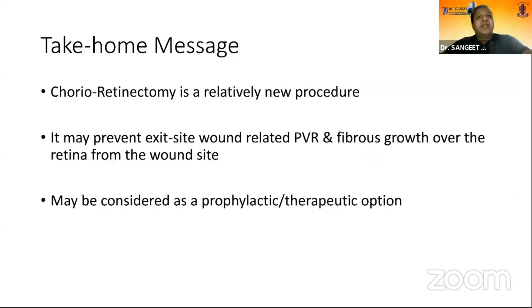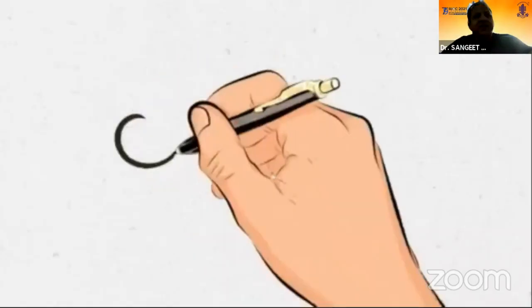So the take-home message is chorioretinectomy is a relatively new procedure. It may prevent exit site wound-related PVR and fibrous growth over the retina from the wound site, and it may be considered as a prophylactic or therapeutic option. Thank you.